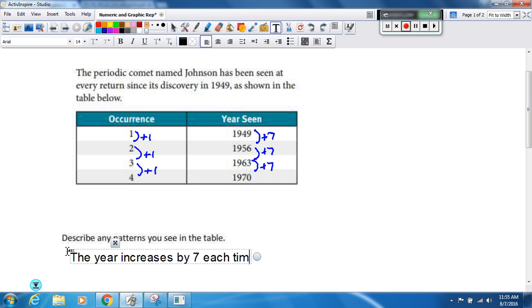Each time, the occurrence increases by 1. That is the actual pattern.